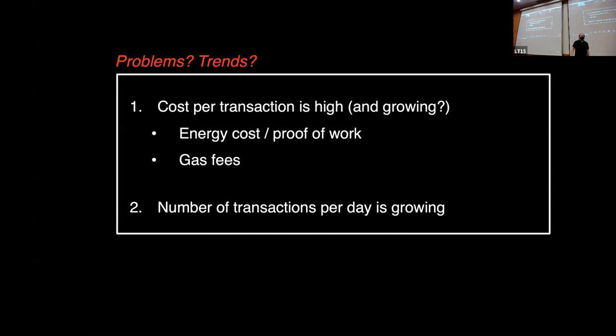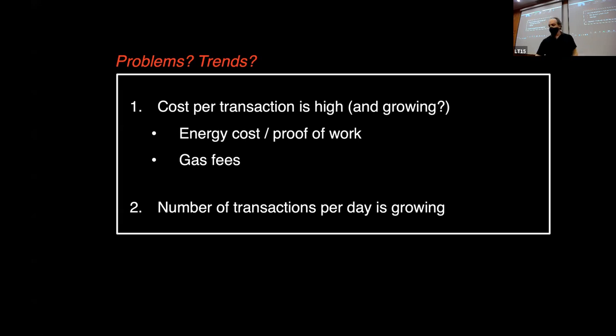Where are we today? What do I worry about as a researcher? Well, looking around, right now the cost per transaction is very high and growing. Energy costs are growing all the time. Proof of work costs are growing. Gas fees. The number of transactions per day is growing. All of these things are rapidly overwhelming the current distributed blockchains we have today.